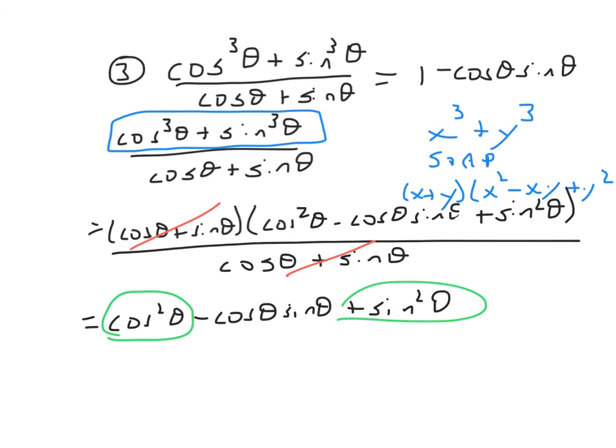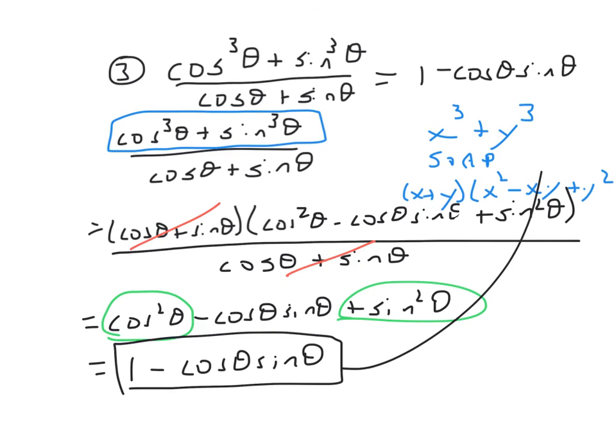Now, focus on the first and last term. Cosine squared plus sine squared, that's a Pythagorean identity. We know that cosine squared plus sine squared is equal to 1. The minus cosine sine stays in there, and that is what I was trying to get. Okay, so do the best you can on these tonight.